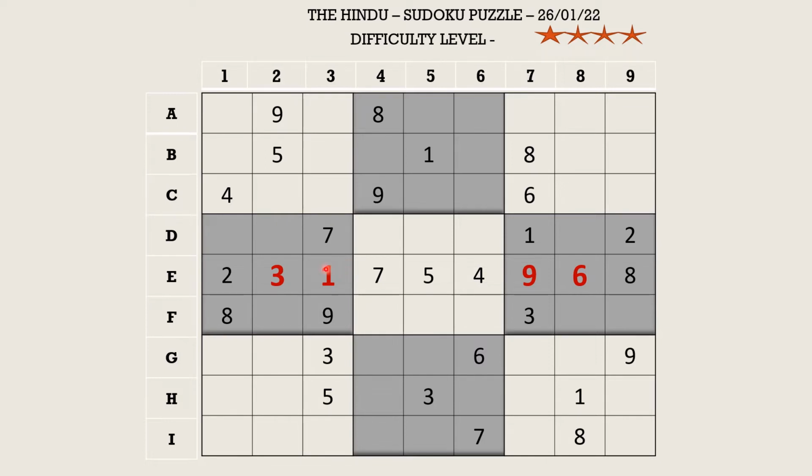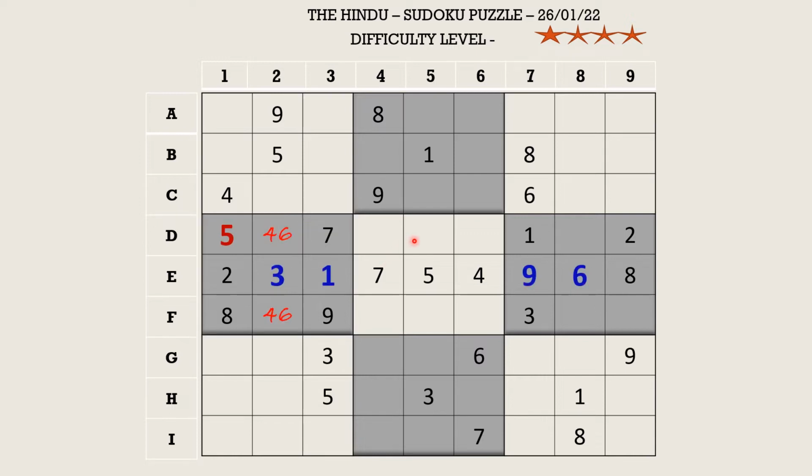Let's try to fill the 4th block. There is a 5 here in column 2 which blocks these two cells, so D1 takes 5 and the missing numbers are 4 and 6, so D2 and F2 take 4, 6 pair.